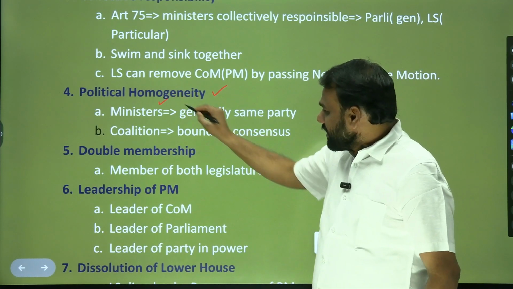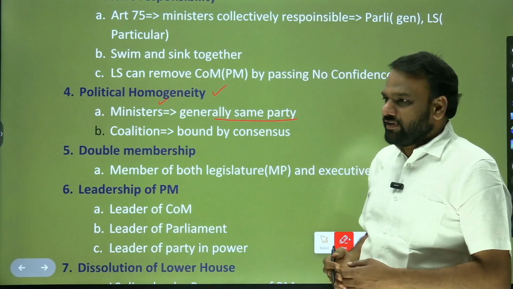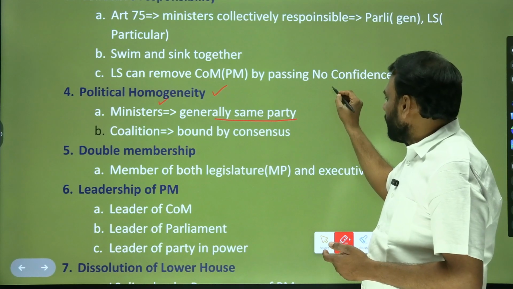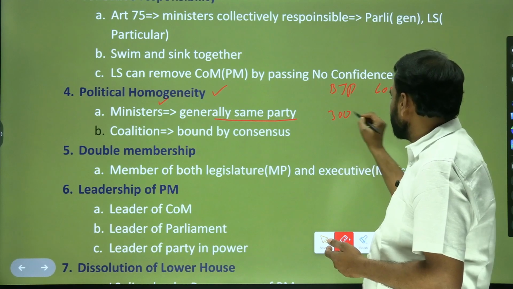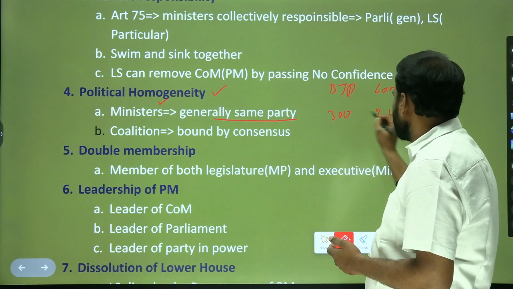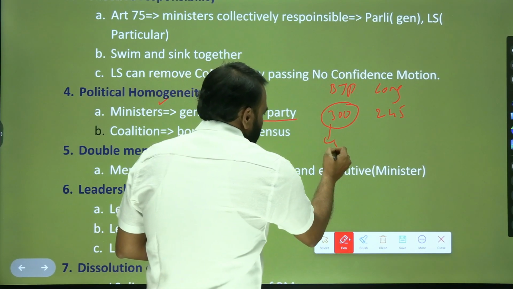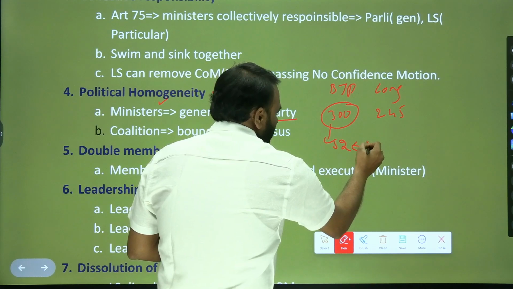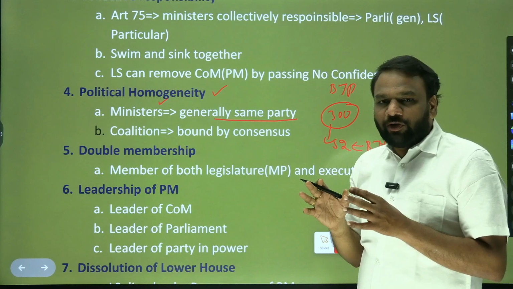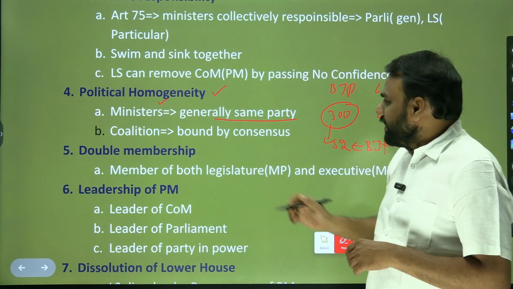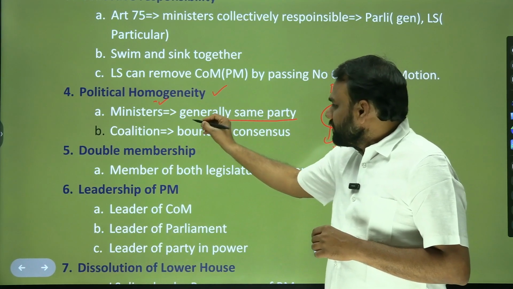Ministers generally belong to the same party. Sometimes they may belong to different parties as well. For example, as we took the example of BJP and Congress. Now BJP has got 300 seats, Congress has got 245 seats. So BJP will form the government, and all the 52 ministers will come from BJP. So all the 52 members will have the same ideology. That's why it is political homogeneity, because all of them have the same political ideology, as generally they belong to the same party.